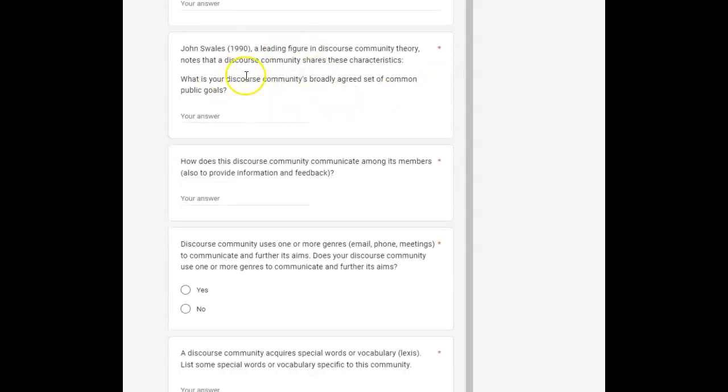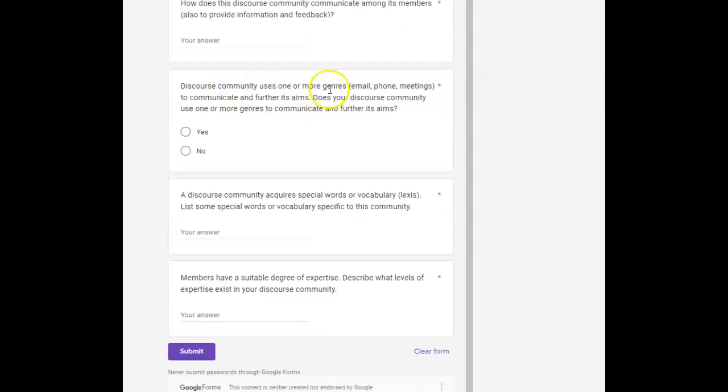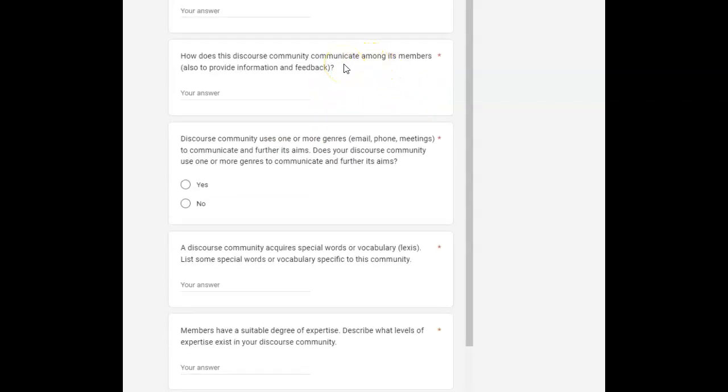Again, returning to this definition of discourse community, what is your discourse community's broadly agreed set of common public goals? A lot of times you can find that in the about sections of websites. If there isn't a clear definition of that, maybe you can summarize what those specific goals are, but typically discourse communities have those stated. How does your discourse community communicate among its members? Can you email them? Phone calls? Do they have weekly meetings? What are the ways in which this communication is exchanged? And remember, it's not top down, but the community can talk back and forth to one another.